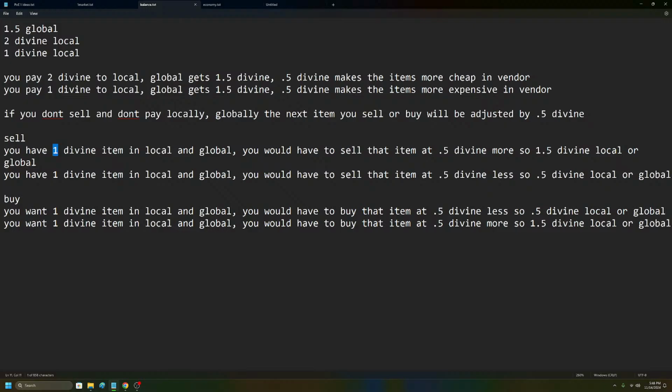So you're selling this 1 divine item, and you have to make up for 0.5 divine. So this item has to be more expensive by 0.5 divine.